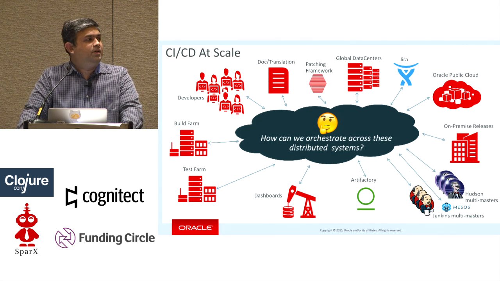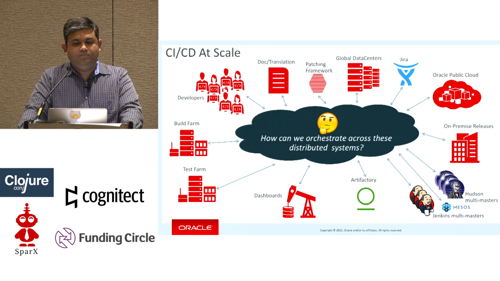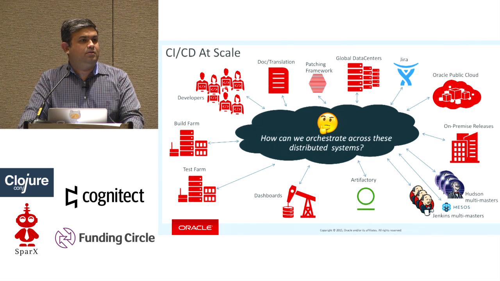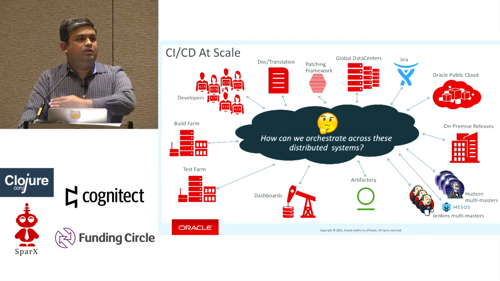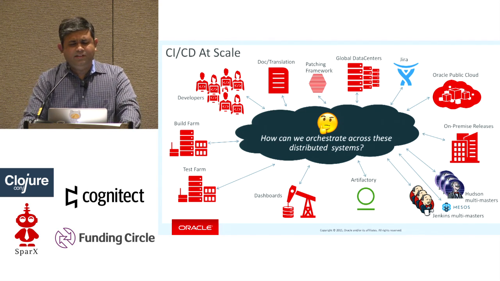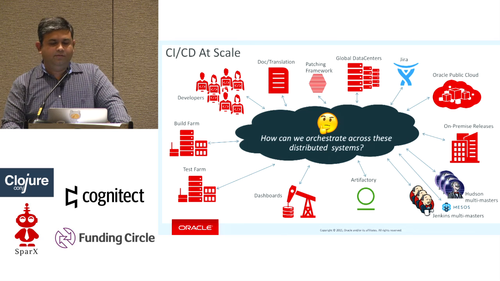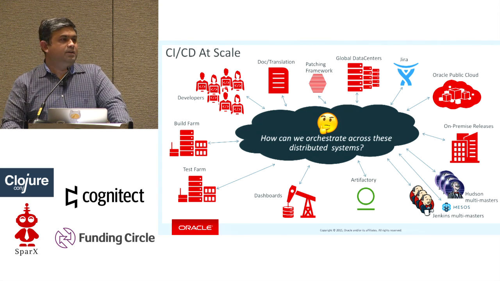Then there's the problem of global scale. Our data centers are pretty much everywhere in the world. And we had to make sure that whatever pieces of build pipelines or testing pipelines we integrate, they're able to scale across different data centers. Then there's obviously other things like cloud that we deliver to. There's on-premise releases that we needed to manage. And then there's the multiplicity of different CI/CD products. So we currently support Jenkins, we support Hudson, we support different versions of them, and we also support TeamCity.